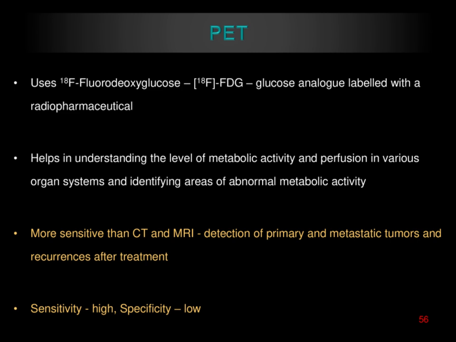Coming to PET scan, which is short for positron emission tomography, it uses fluorodeoxyglucose or FDG, which is a glucose molecule labeled with a radiopharmaceutical. It helps in understanding the level of metabolic activity and perfusion in various organ systems and identifying areas of abnormal metabolic activity. It is more sensitive than CT scan and MRI in the detection of primary and metastatic tumors and recurrences after treatment. Again, like bone scan, it has high sensitivity, however, the specificity is very low.